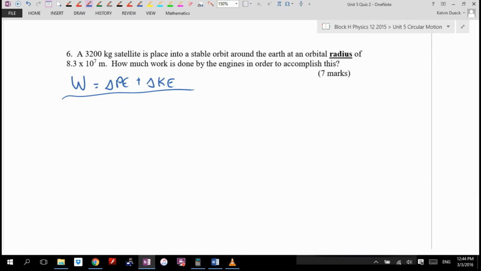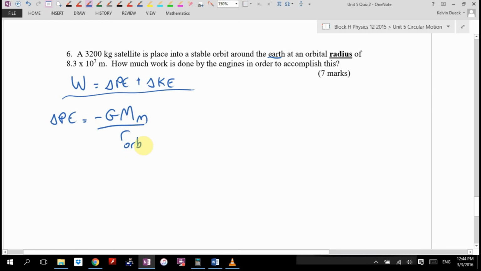First of all, did they give me an altitude or did they give me a radius? Oh, thank God. At least that's a little less work. We're around the Earth. Change in potential is going to be negative big G, big M, little m over R final, which is R orbit, minus negative big G, big M, little m all over R initial, which is R Earth. You okay with that, Dustin?